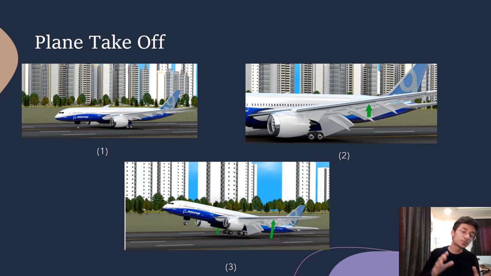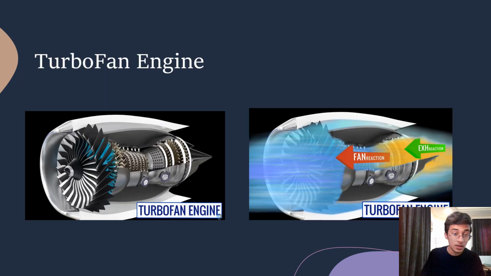Now, in all this process, we talked about the thrust provided by the engine. Now, how does the engine manage to do that? In modern airplanes, they use a specific kind of engine called the turbofan engine. In a turbofan engine, the fan's reaction and the reaction force of the exhaust are responsible for giving out thrust.